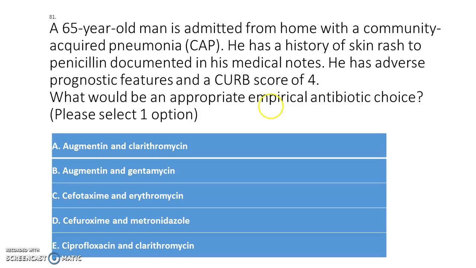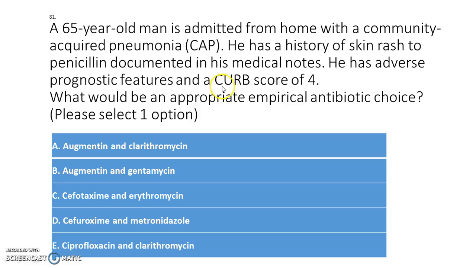So the next case is a 65-year-old man, okay, who was admitted from home with a community-acquired pneumonia. So this is an elderly man, 65-year-old. Okay, he has a history of skin rash to penicillin documented in his medical notes, and he has adverse prognostic features and a CURB score of 4. So this is just a score that we use to grade pneumonia.